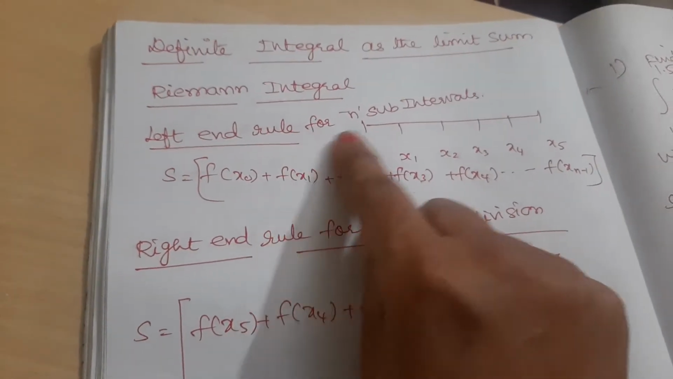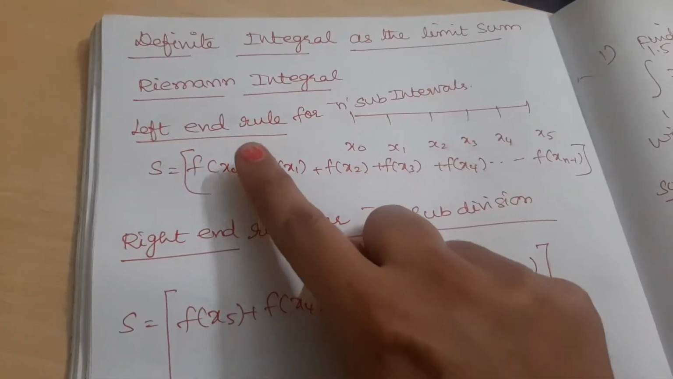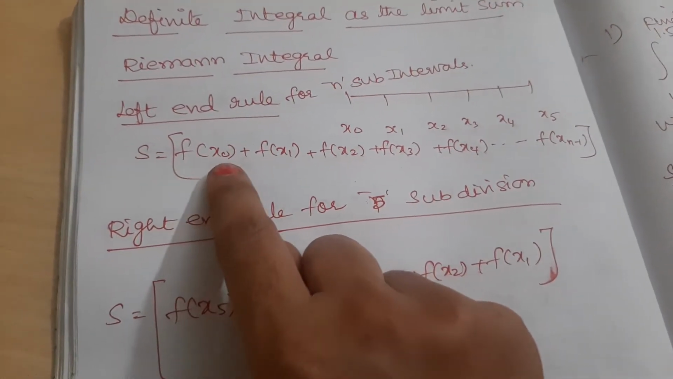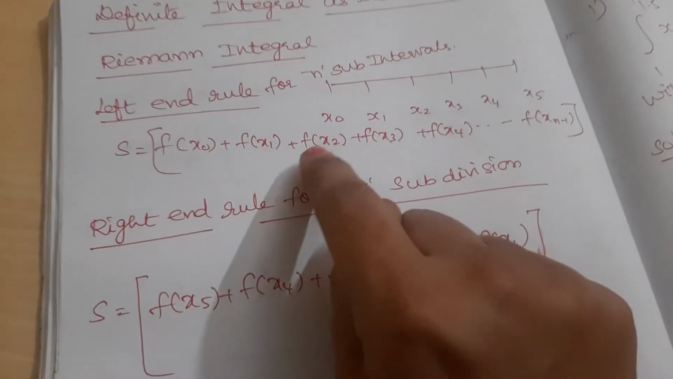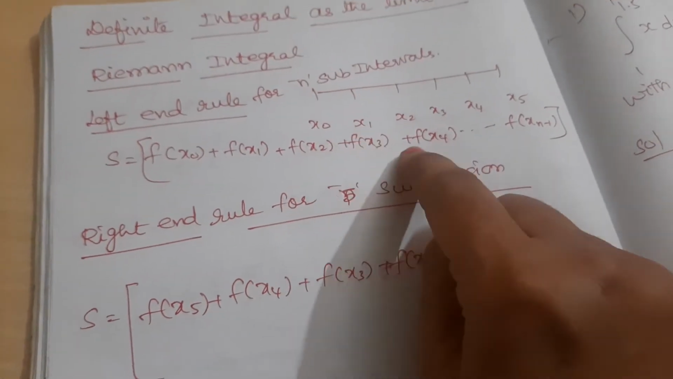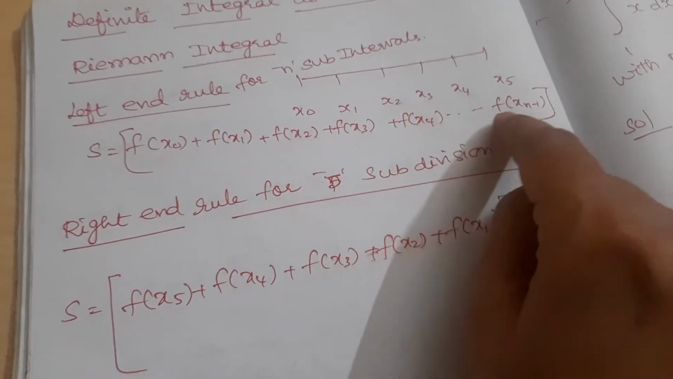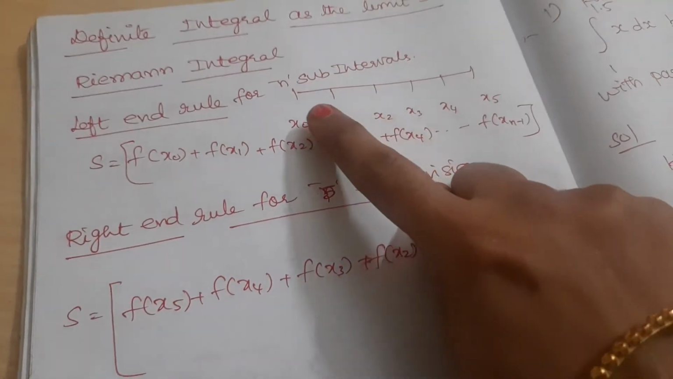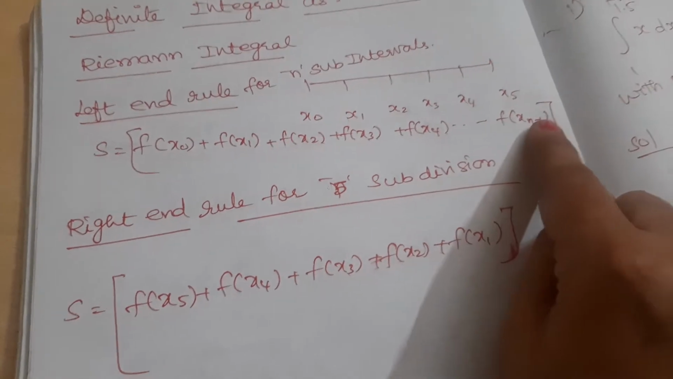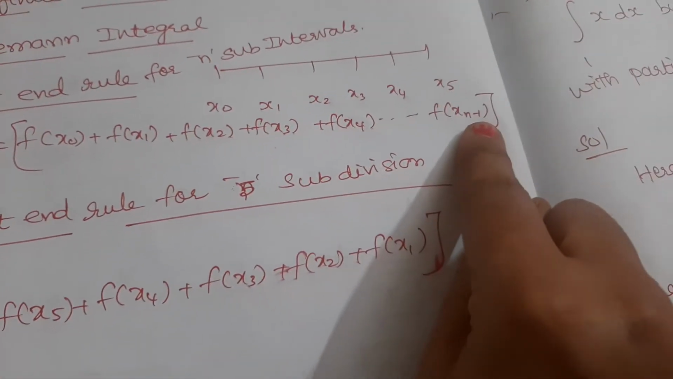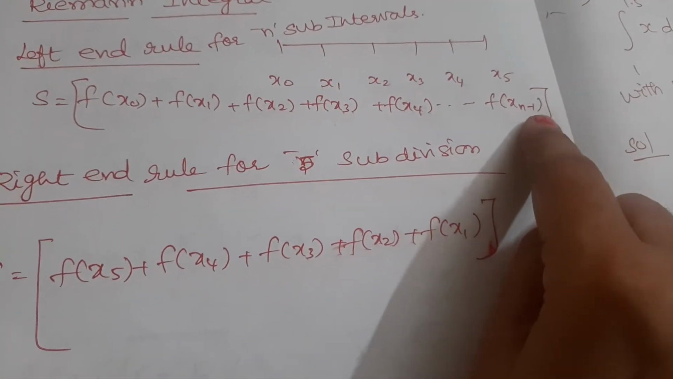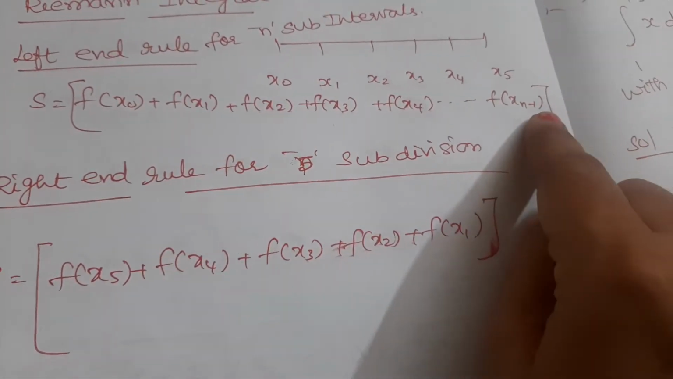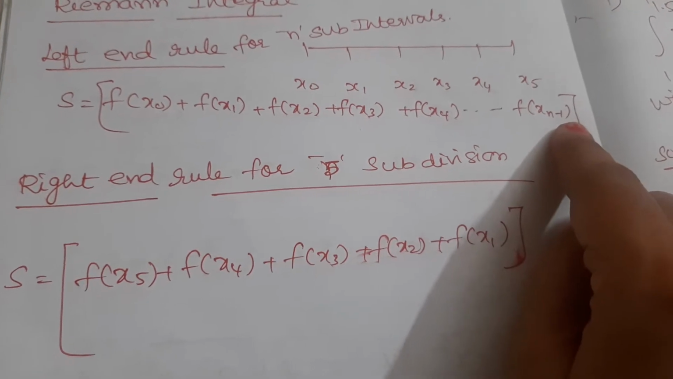So if you are given n subintervals, then the left-hand rule can be written as S is equal to f of x0 plus f of x1 plus f of x2 plus f of x3 plus f of x4 and so on, up to f of x(n minus 1). Suppose there are 5 subintervals, here we have to complete f of x4, because we are starting from x0, so we need to complete till x4.